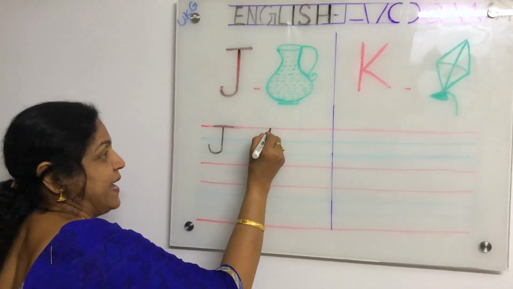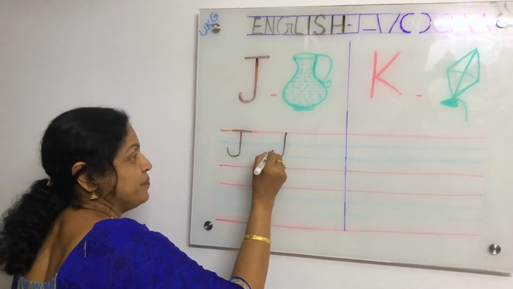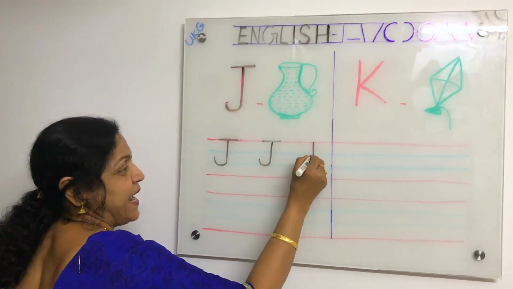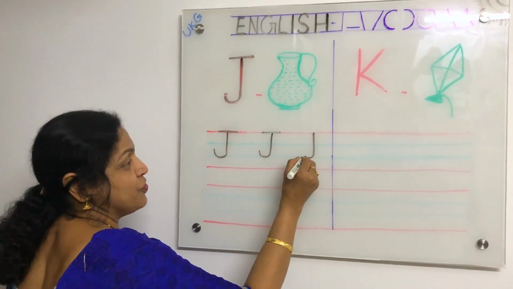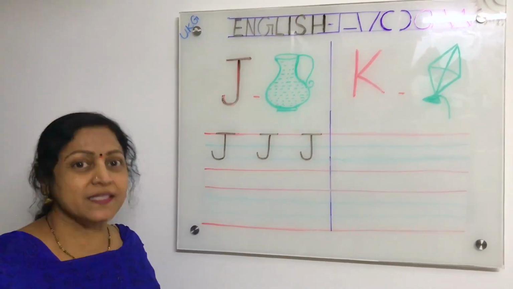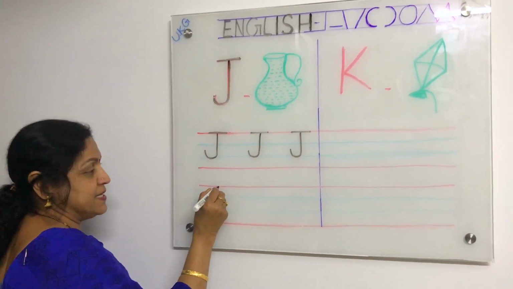See, standing line with left hook, sleeping line J. Standing line with left hook, sleeping line. What is this? This is J. Okay, see here. I am writing here once again.